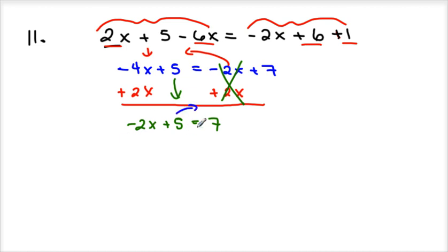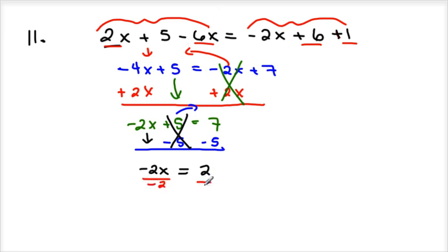Let's get rid of this positive 5, bring it on over. So minus 5, minus 5. Now here we have negative 2x. Positive 5 and negative 5, see you later, goes away, simplifies. 7 minus 5 is 2. And one last step, we're going to divide both sides by a negative 2 here.